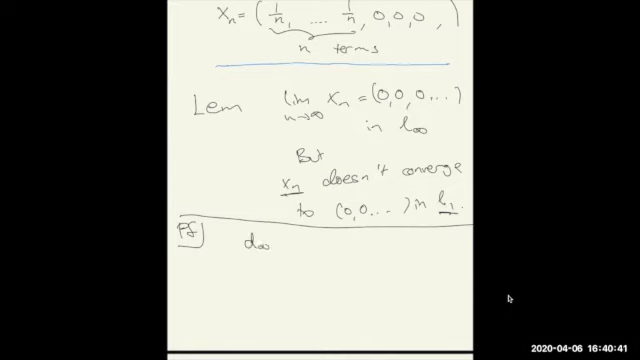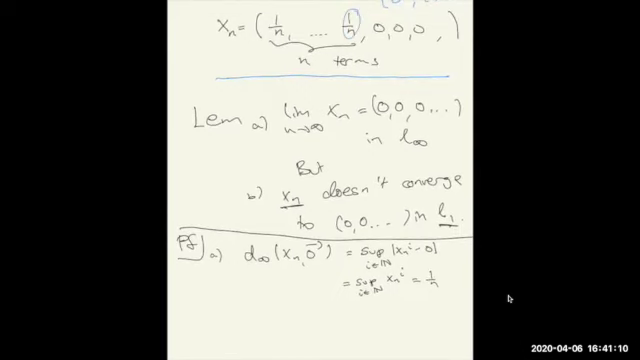Let's look at the d infinity distance of x^n and 0. So d infinity x^n to 0 is the supremum over i of |x^n_i minus 0|, which, because x^n_i are non-negative, is the largest component of x^n_i. That is equal to 1 over n, because there are only two possible components, 1 over n and 0, and it equals 1 over n for all i and n.